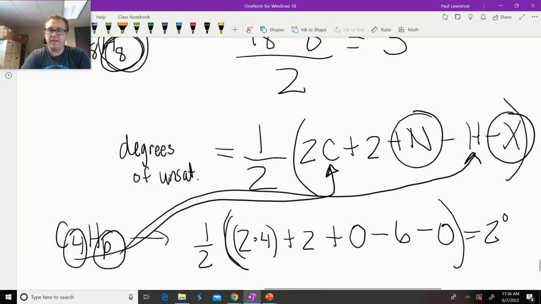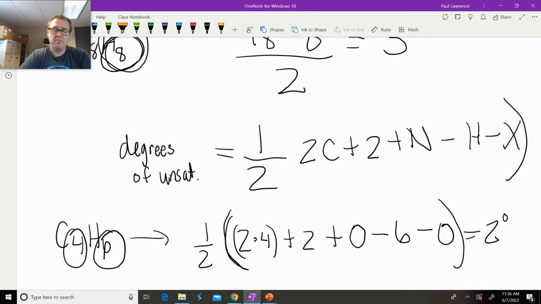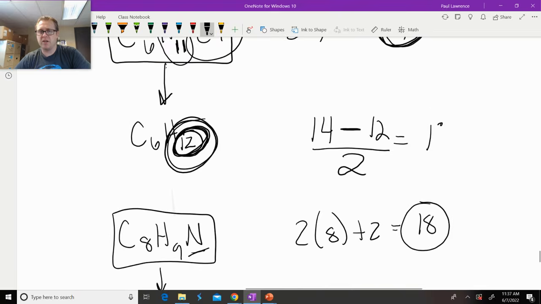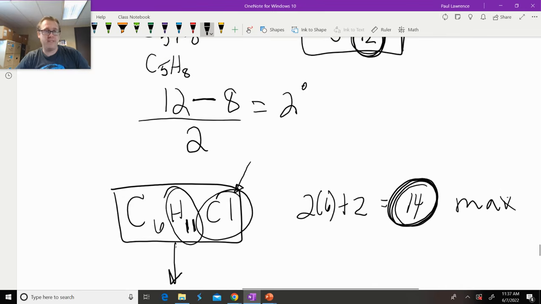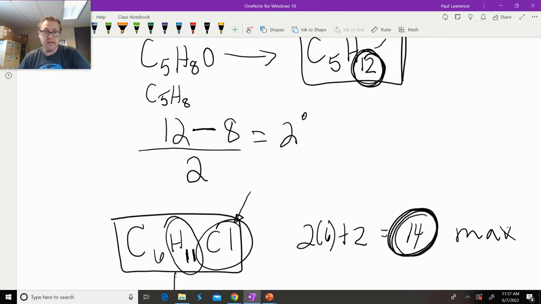So I really like this equation here. It seems to simplify things, but I just have a tendency to go back to how I've always done it all these years, and this is what I showed you at the beginning here.